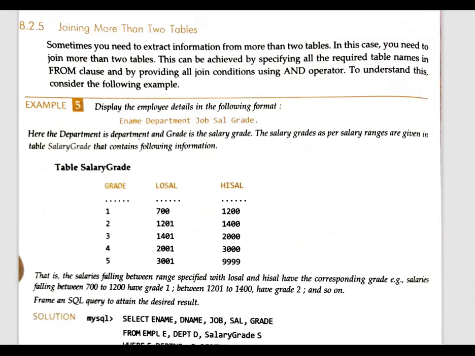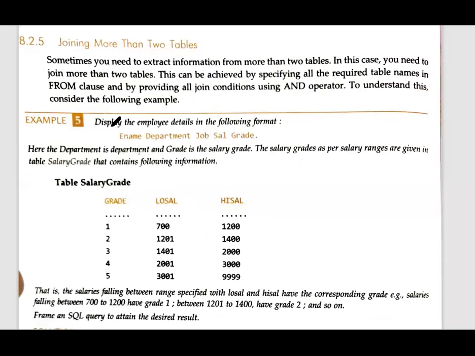this particular question. Now see, display the employee details in the following format. They are asking like this. What they have given is, you have to show employee name, department, job, salary, grade. Here the department is department and grade is the salary grade. The salary grades as per the salary ranges are given in the table. Salary grade contains the following information, table salary grade. So this is the table given to you. And basically you have to show this grade, which was not there actually.